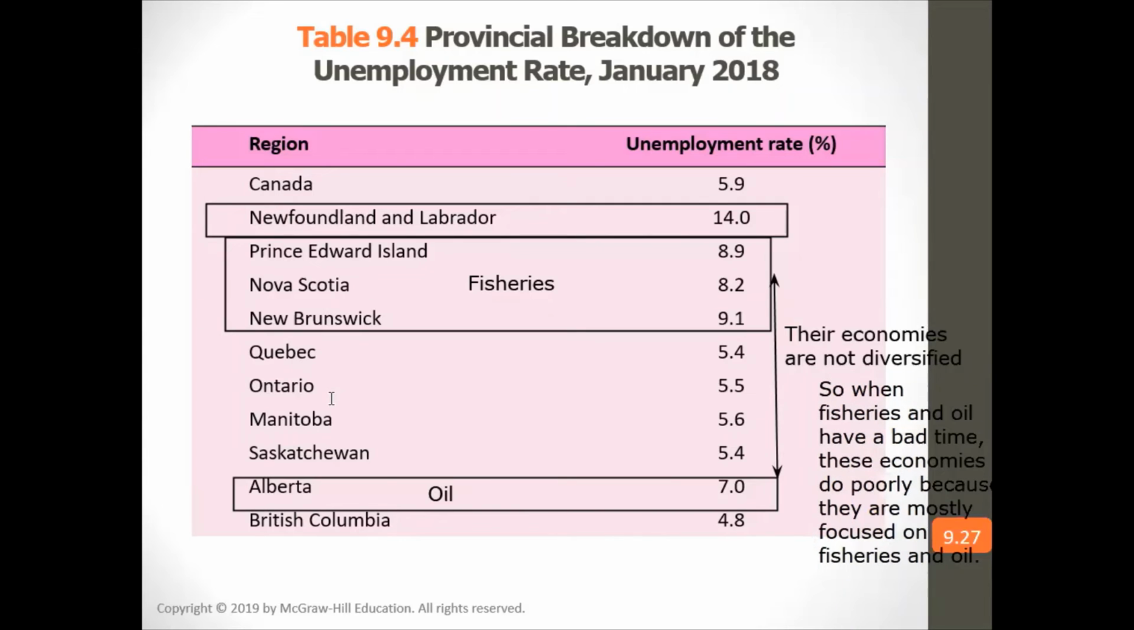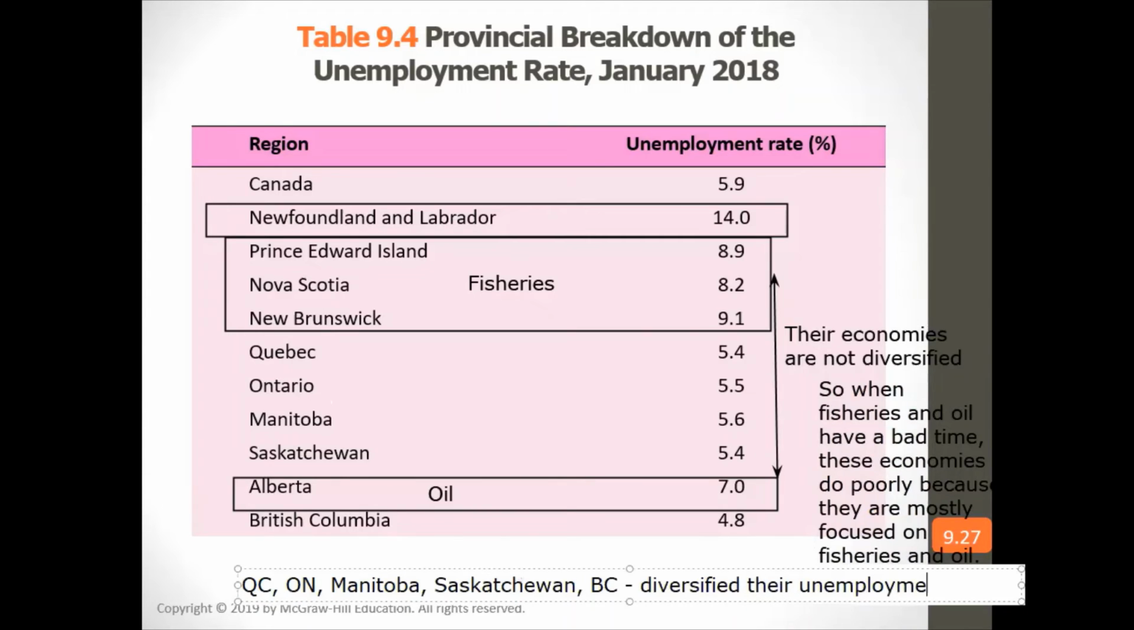But for Quebec, Ontario, Manitoba, Saskatchewan, British Columbia, they're diversified. So their unemployment rates are low. Their unemployment rates are low because they didn't go all in on one industry. So that's a big problem when they go all in on one industry.